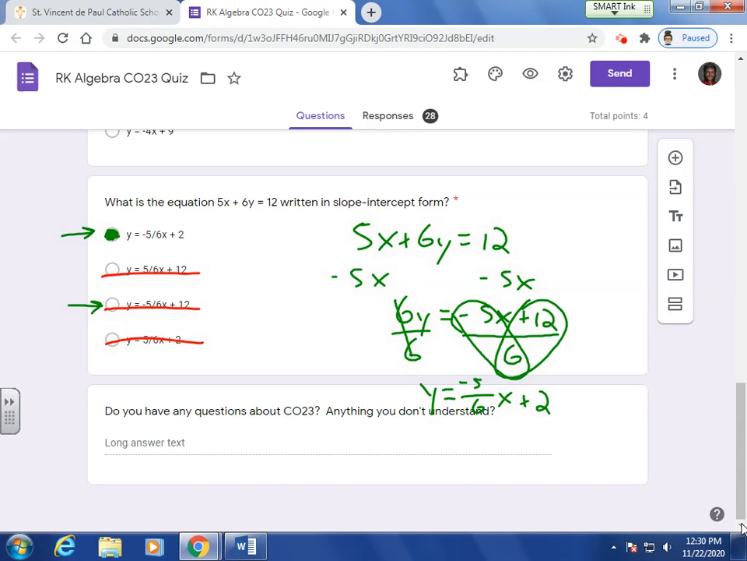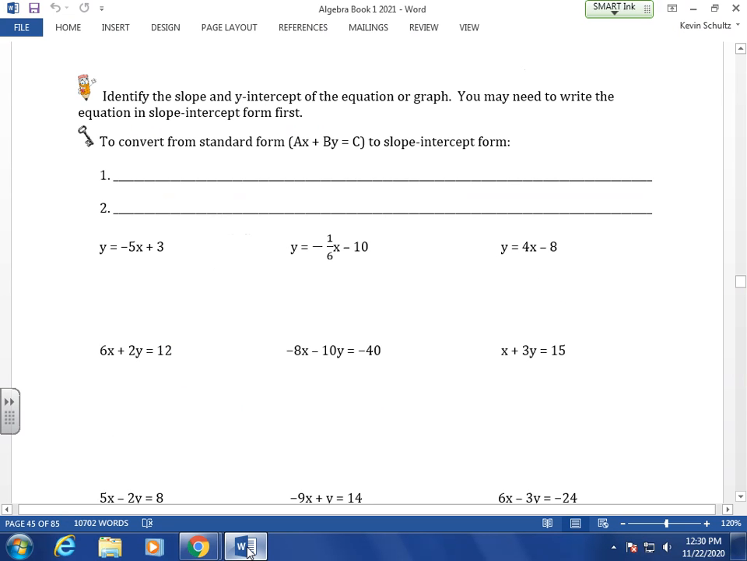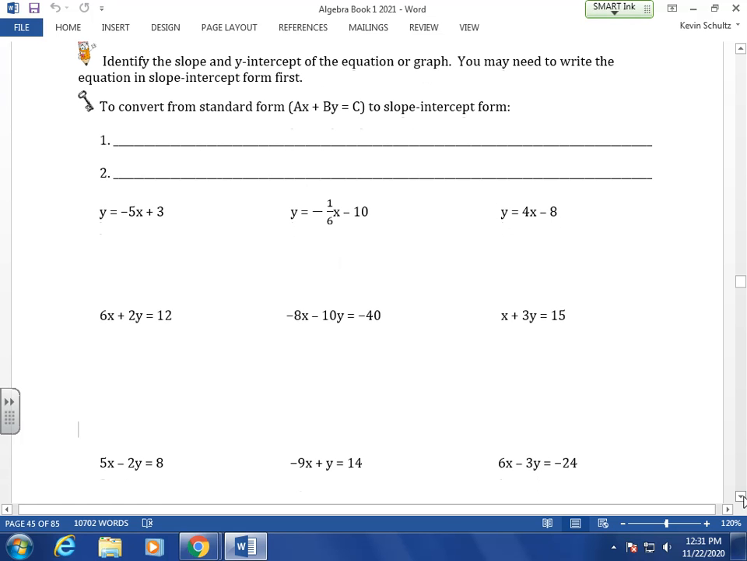All right. Let's look at the lesson page. This is the second page of it, kind of where we left off on Friday. And it says, identify the slope and y-intercept of the equation or the graph. You may need to write the equation in slope-intercept form first.